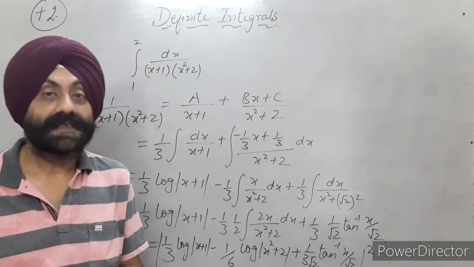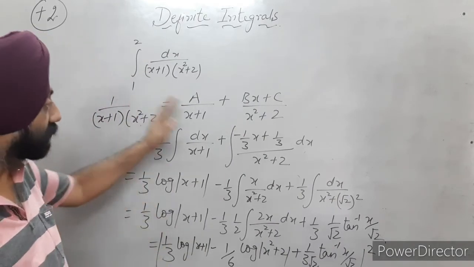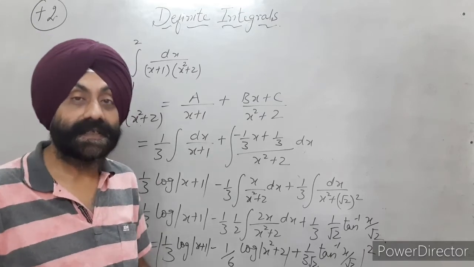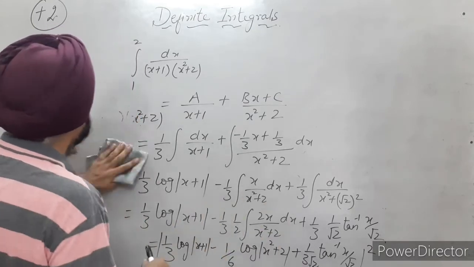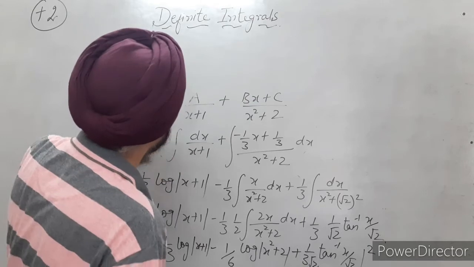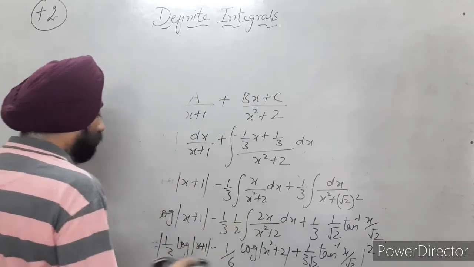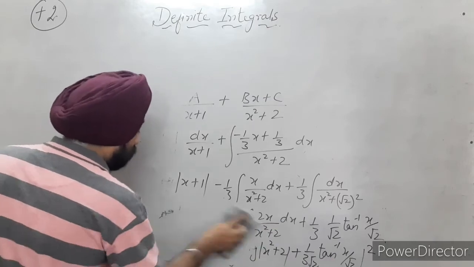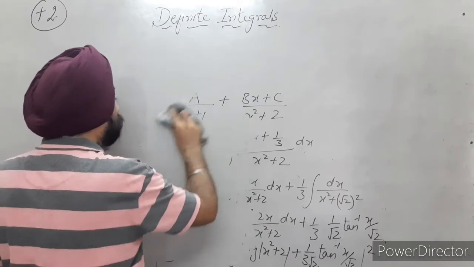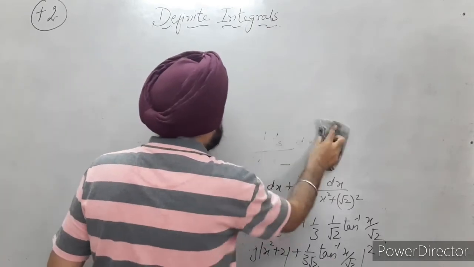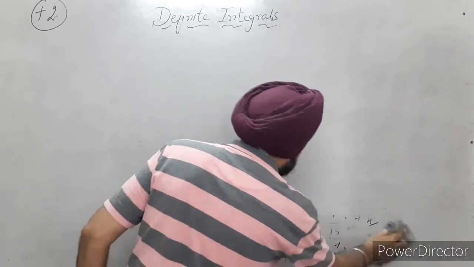This is the concept of partial fractions which we did in indefinite integrals, but they will be used in definite integrals also. It's the same thing which we did up to this point. Last step is just to substitute the limits, upper limit and lower limit, to get the final answer.